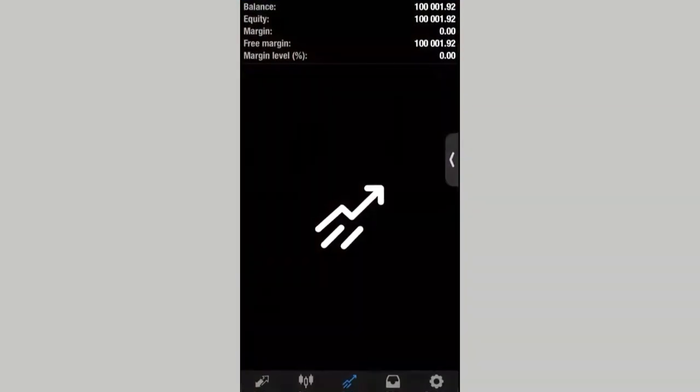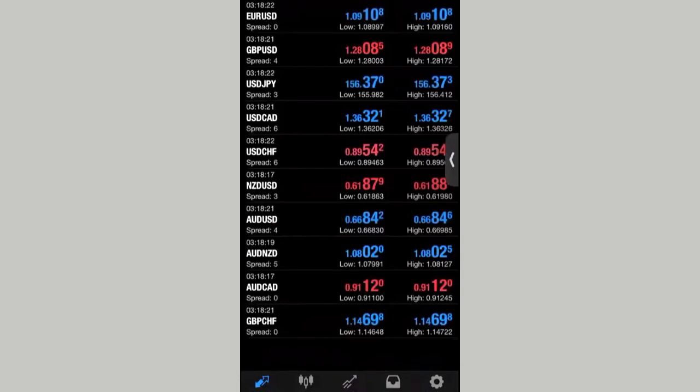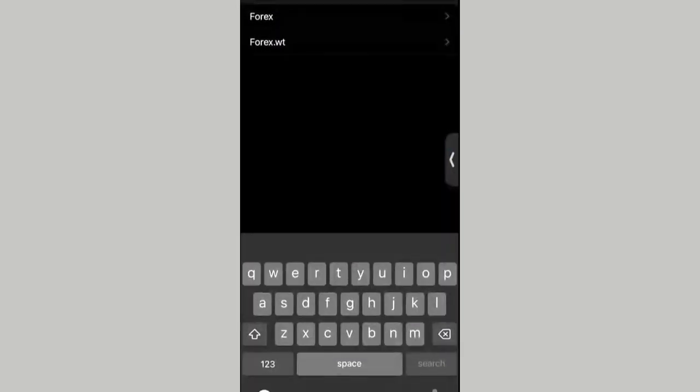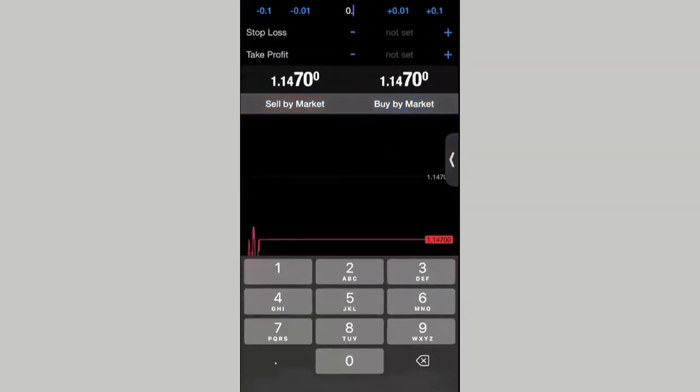So you're going to go ahead and come over here and go to quotes. Just for anybody that doesn't have that in their quotes right now, you click the plus button at the top right corner, and then you just search up GBP CHF. But in my case, I had already searched it up and it's there. I'm going to go back, click and hold, trade, and then I'm going to use my correct lot size that I need to be using.